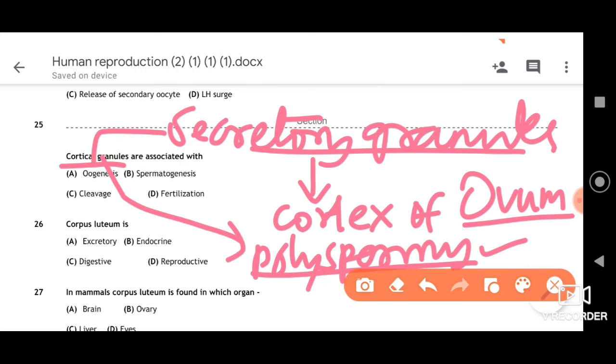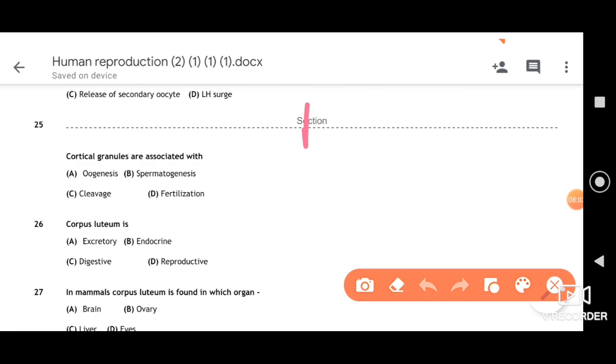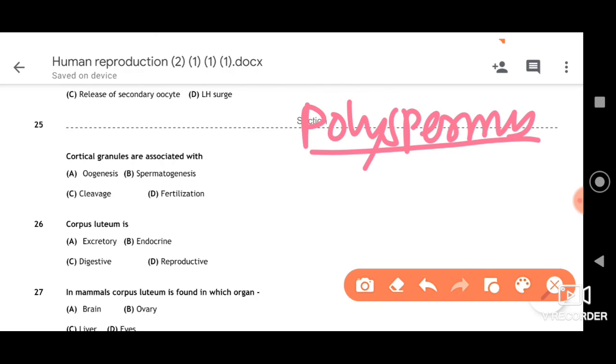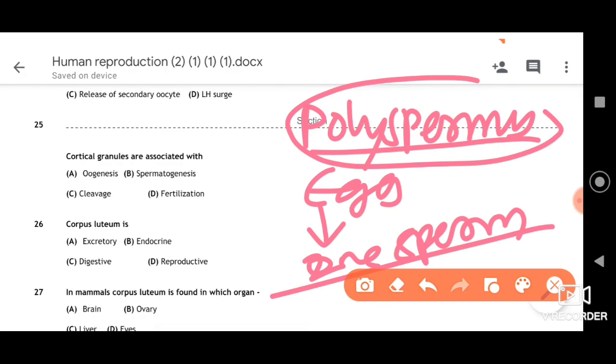So polyspermy means what here? When the egg is fertilized by more than one sperm, say for example by 2 or 3 sperms, then the condition is called polyspermy. So this is avoided by the cortical granules which are present in the cortex of the ovum. This polyspermy is avoided during the event of fertilization.